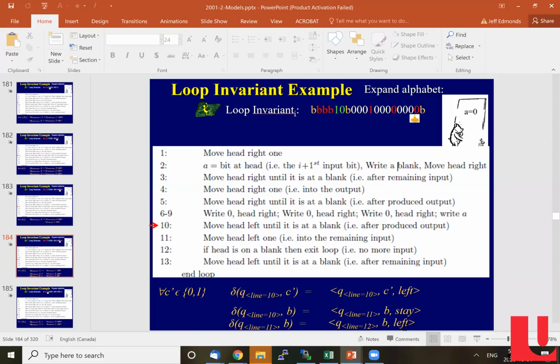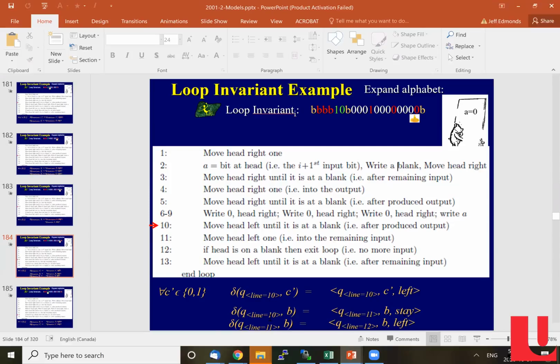Everybody good? I just asked because when you said stay on line 11, you already said that when we are on line 11, we're moving to line 12. You got it. Line 11 doesn't stay. Don't read it that way. Line 11 moves its head. It's line 10. Line 10 moves to line 11 and doesn't change the head. That's how you should read it, right?